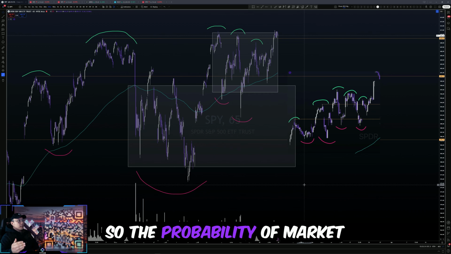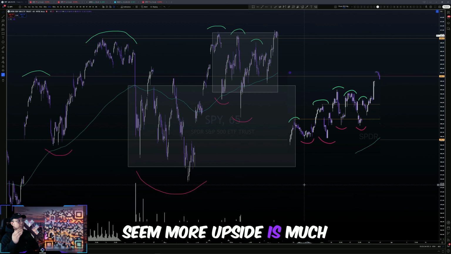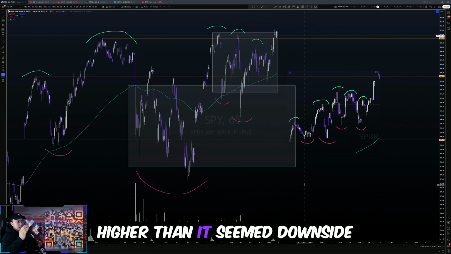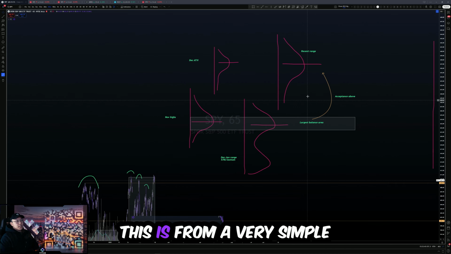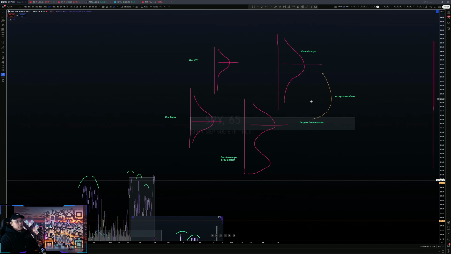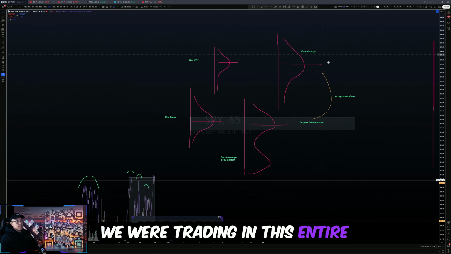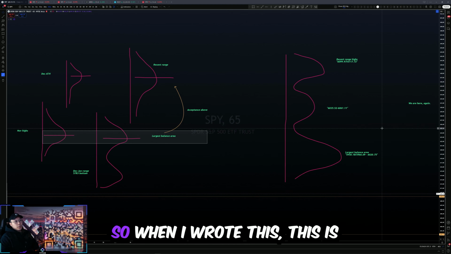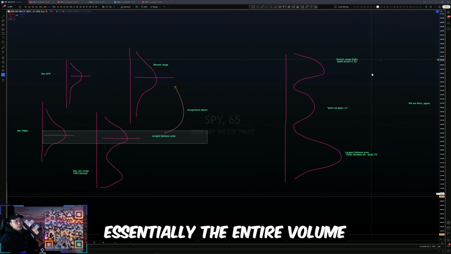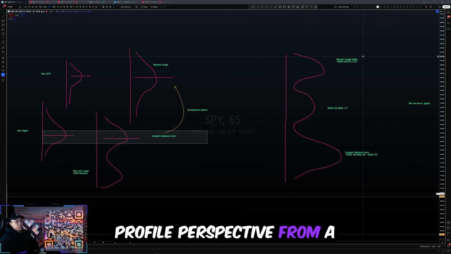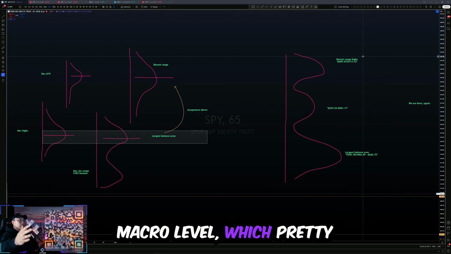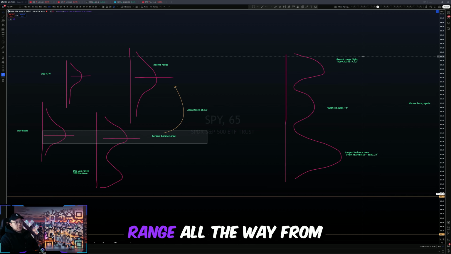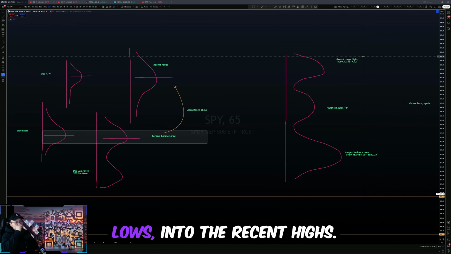So the probability of market seeing more upside is much higher than it's seeing downside from this entire range. This is from a very simple volume profile assessment. Okay, we have acceptance above, and we were trading in this entire range the past few weeks. Oh, here it is. Here are my drawings. So when I wrote this, this is essentially the entire volume profile perspective from a macro level, which pretty much comprises the entire range, all the way from the December highs into the lows into the recent highs.